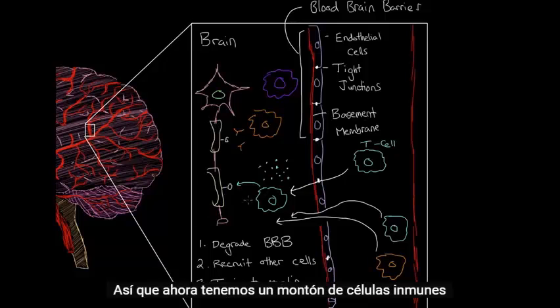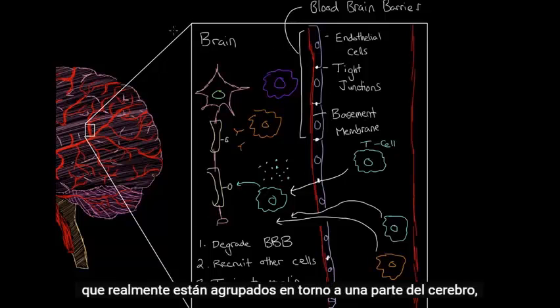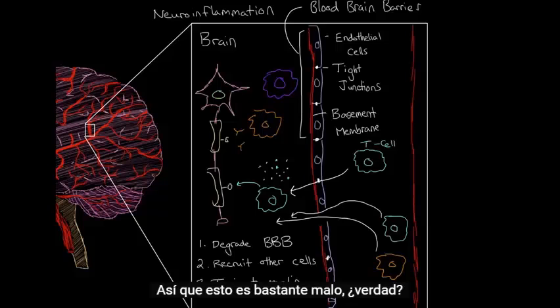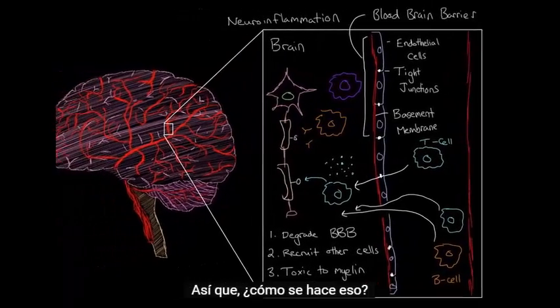So now we have a whole bunch of immune cells that are really clustered around a part of the brain. And when this happens, we call this neuroinflammation. So this is pretty bad, right? But as it turns out, the brain actually does have a way of repairing itself. So how does it do that?